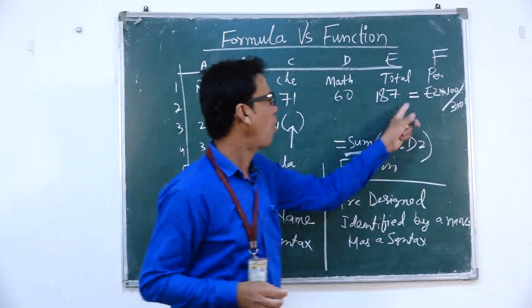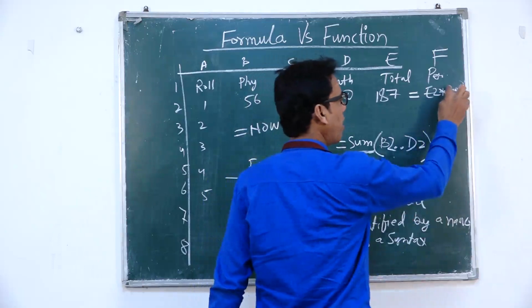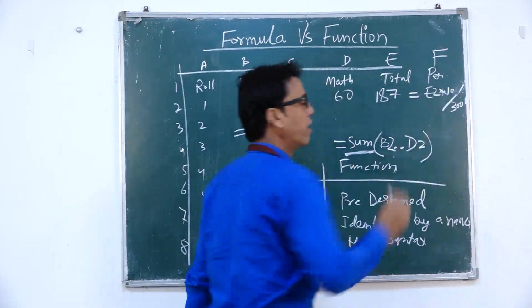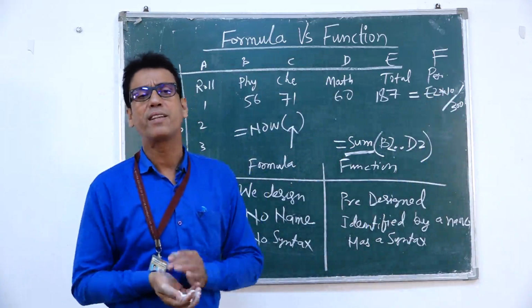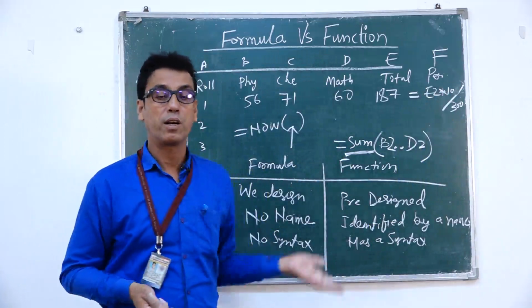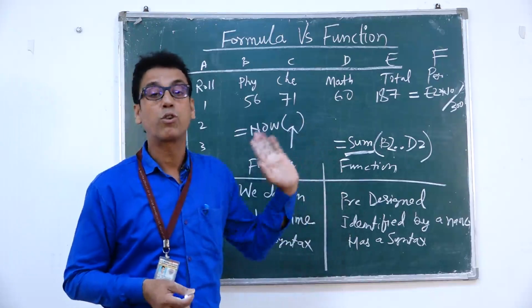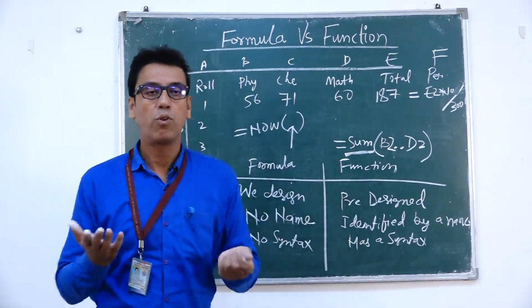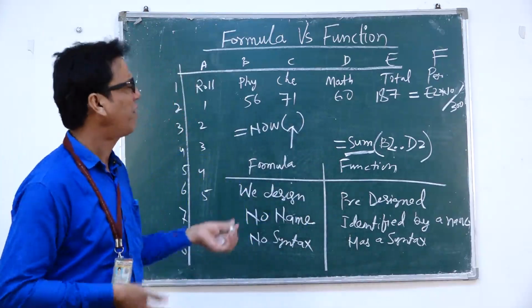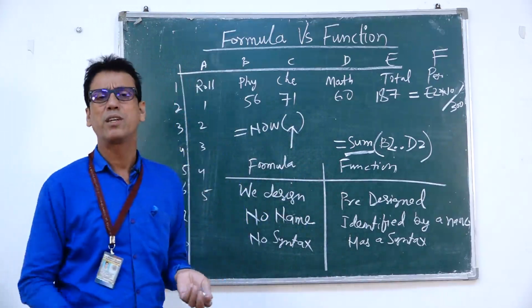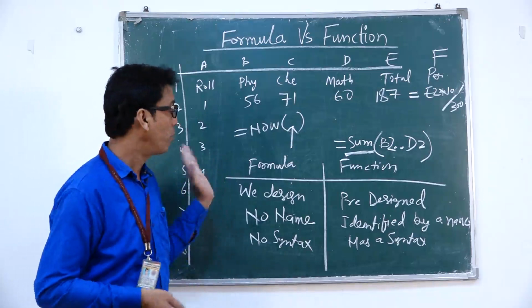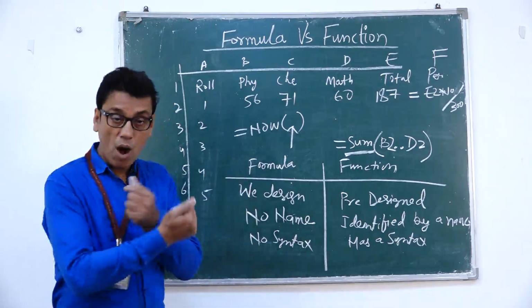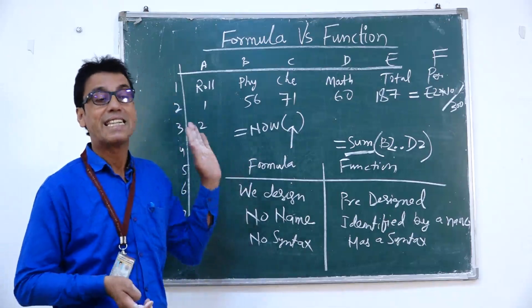But suppose instead of 100 we put only 10. It is not going to produce an error. It is a different matter that you are not going to get the correct result, but it is not going to produce an error. So in a formula we are free; whatever we put in the calculation, Excel will calculate and produce a result. But in the case of a function, we are bound by its syntax.